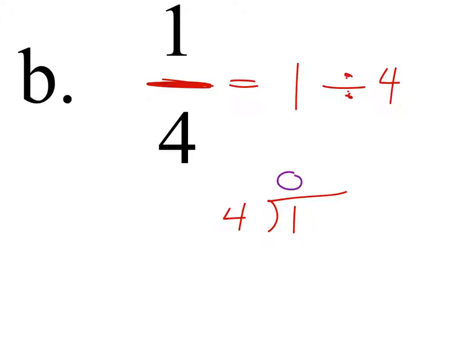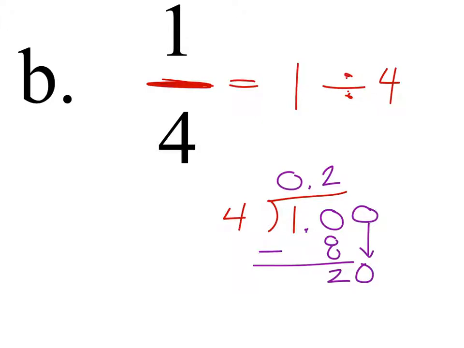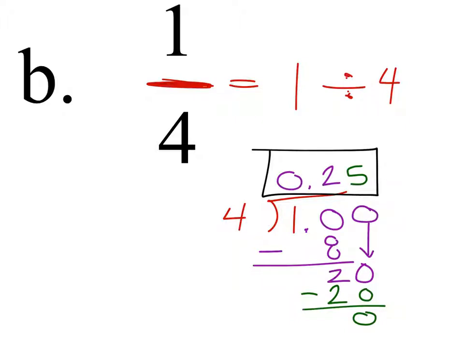Now 4 doesn't go into 1, so we have to treat this as a 10. And 4 will go into 10 twice. 2 times 4 is 8, and I'll subtract. 10 minus 8 is 2. 4 doesn't go into 2, but if I tack on another 0 there, I can make that 20. 4 does go into 20 5 times. 5 times 4 is 20. Bam. Then I've got 0 remaining. And my decimal value on this is 0.25. Alright, so that's the decimal.